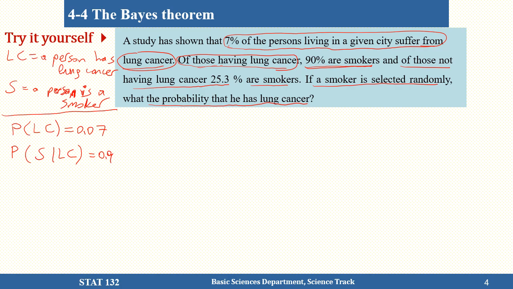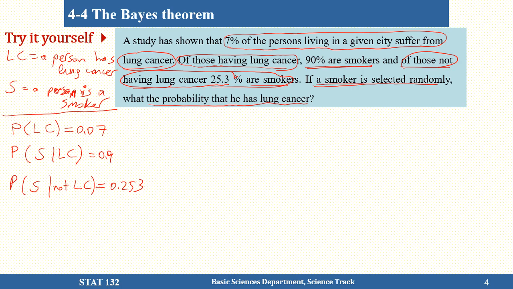Now, another piece of information is about those not having lung cancer who are smokers. Among the people who don't have lung cancer, 25% are smokers. So the probability that he's a smoker, given that he doesn't have lung cancer, is 0.253.